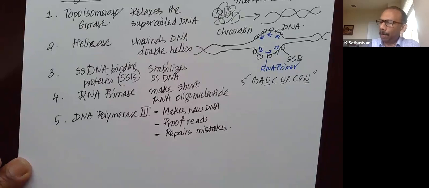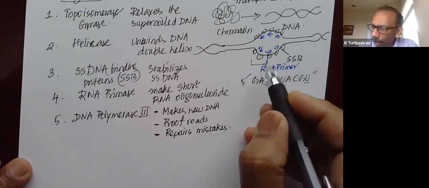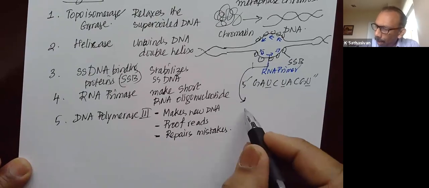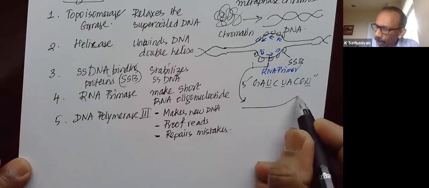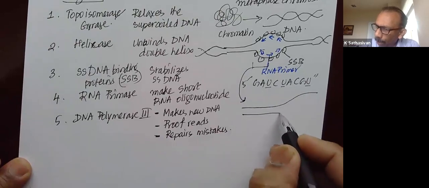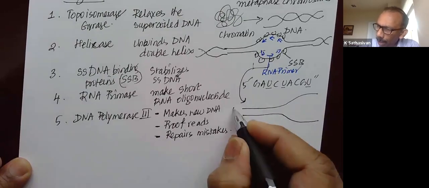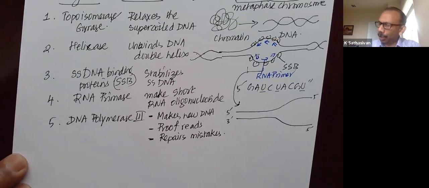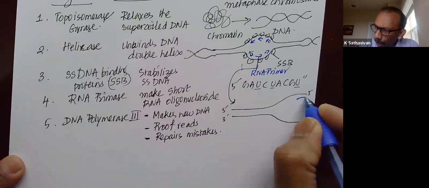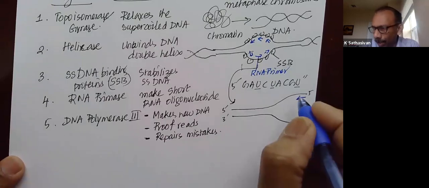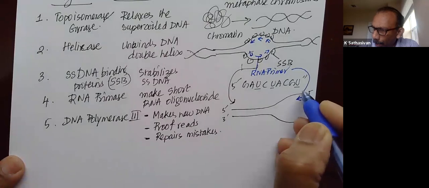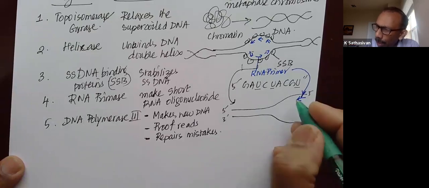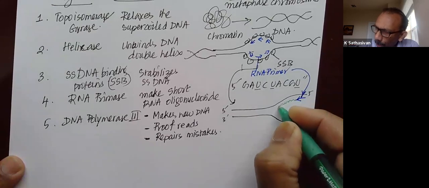Okay? So now I'm going to show only a part of this as a replication fork. And let's do this in a sequential manner. So this is where the replication fork is going to form. There's a 5' to 3', 3' to 5'. And the replication starts at the 3' end of the template DNA. And this is the RNA primer. Okay. So the new DNA is being made starting with the RNA primer in this direction.